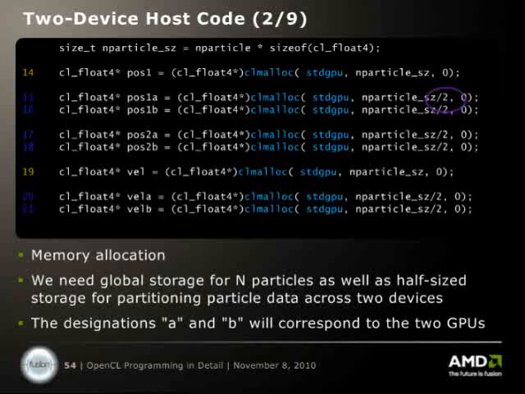So we have to do that. In the case of the position arrays, we have to do that twice because we're still going to use this double buffering approach. And for the velocities, we just have to allocate two half-sized arrays that will help divide up the particles between the two GPUs. As a matter of notation here, I'm using A and B to correspond to the two GPUs within our system, just as a matter of bookkeeping.